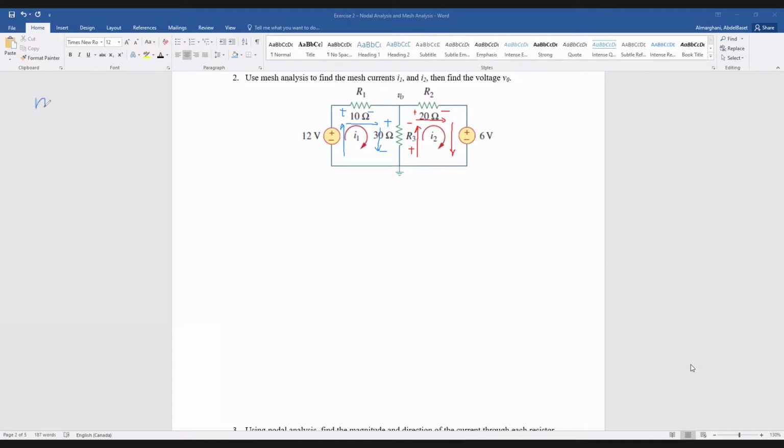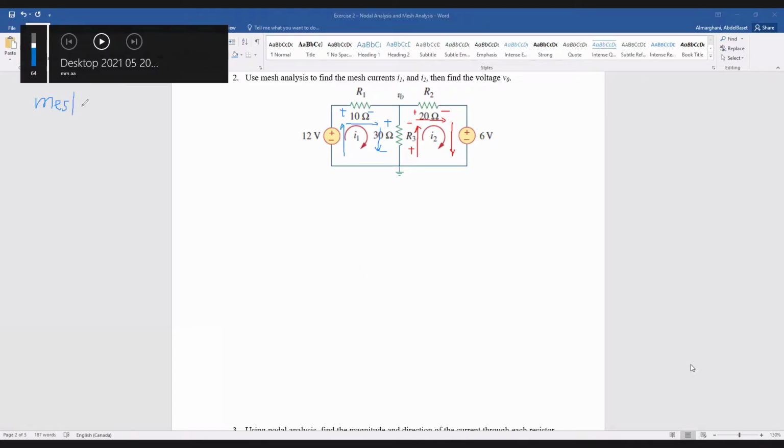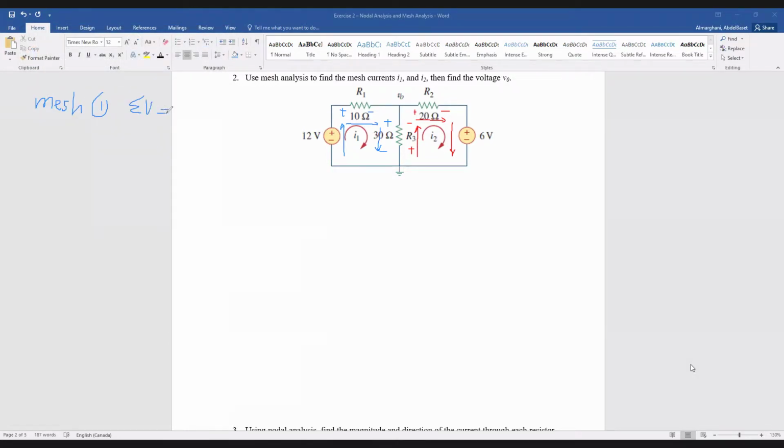So the first mesh, remember when we do mesh analysis, we do sum of the voltage equal to 0. So we're gonna have 0, and we're gonna put the voltage across here. So if I start from this point, from negative to positive, I gain 12. Then from positive to negative, I'm gonna lose. Then the third one, from positive to negative, I'm gonna lose. Here, what is the voltage? Resistance times the current. So 10, the current here is I1.